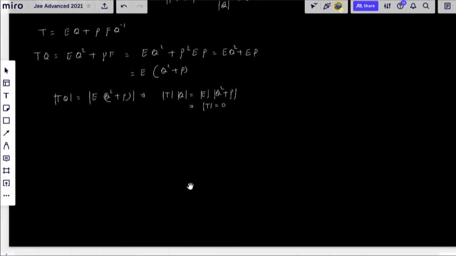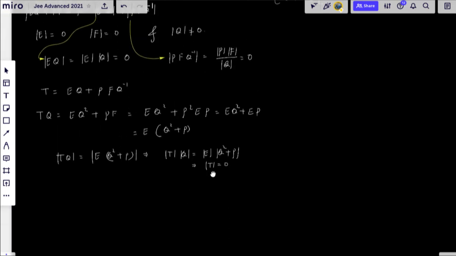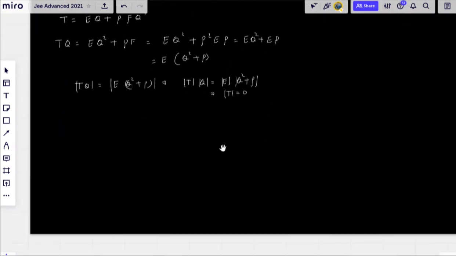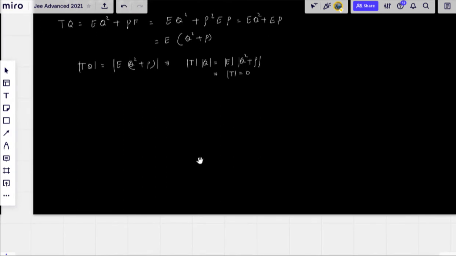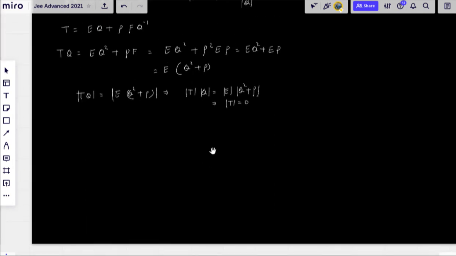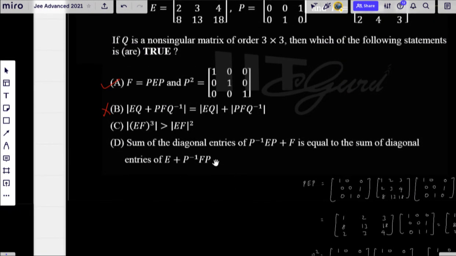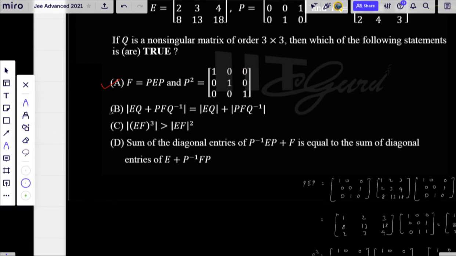Anyway, another option is what we have to show here: EFQ determinant is greater than EF square. Let's see over here whether this is correct. This is perhaps correct. Mod T is also going to 0. So this option is also correct, as both of them are 0. So this is the correct option.